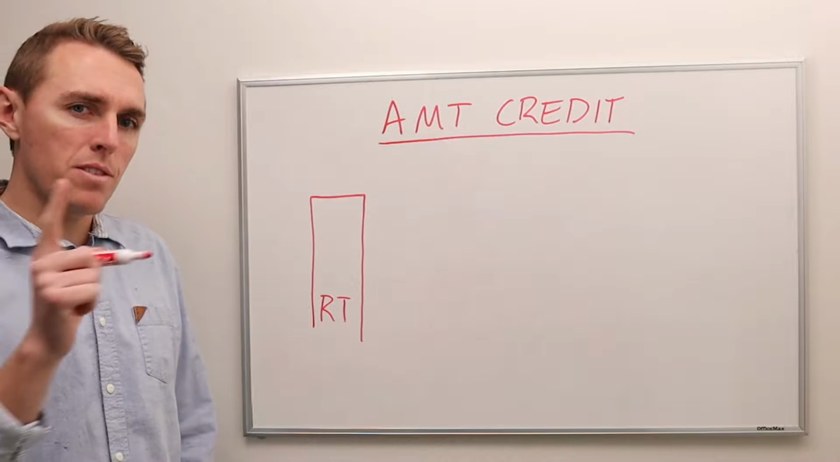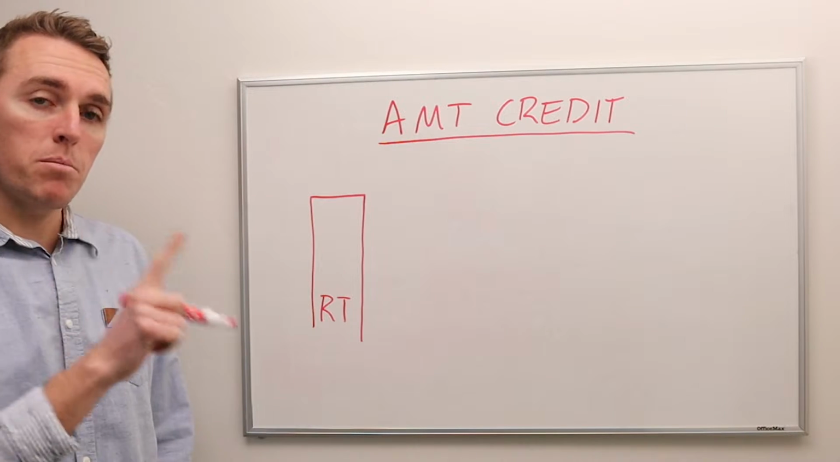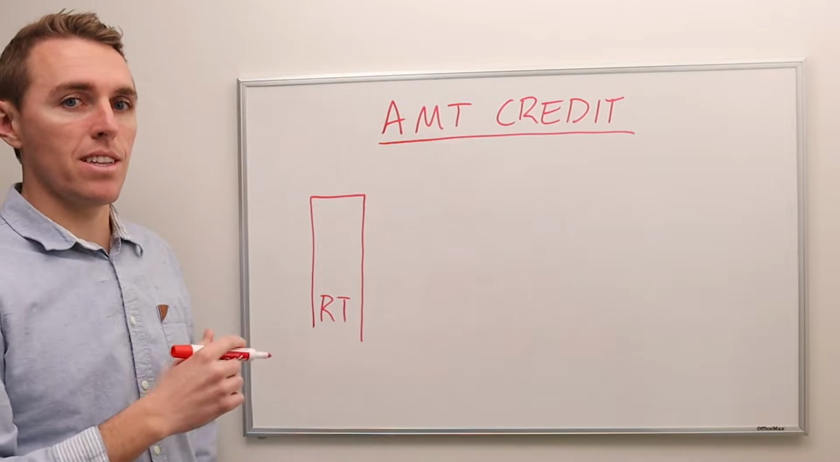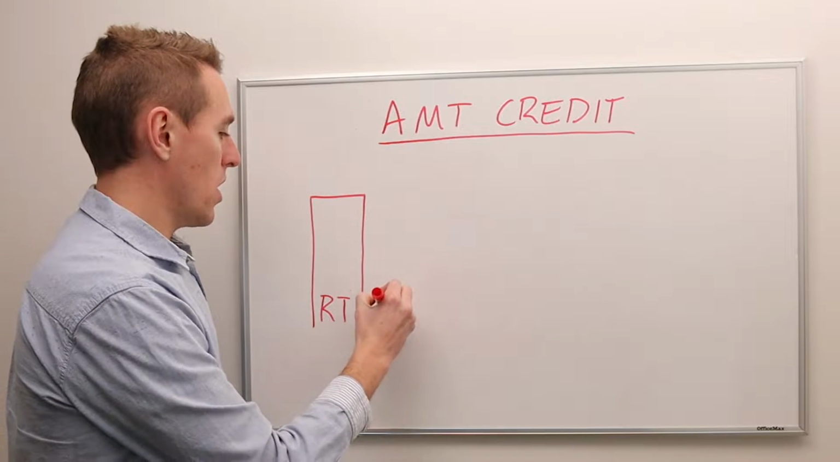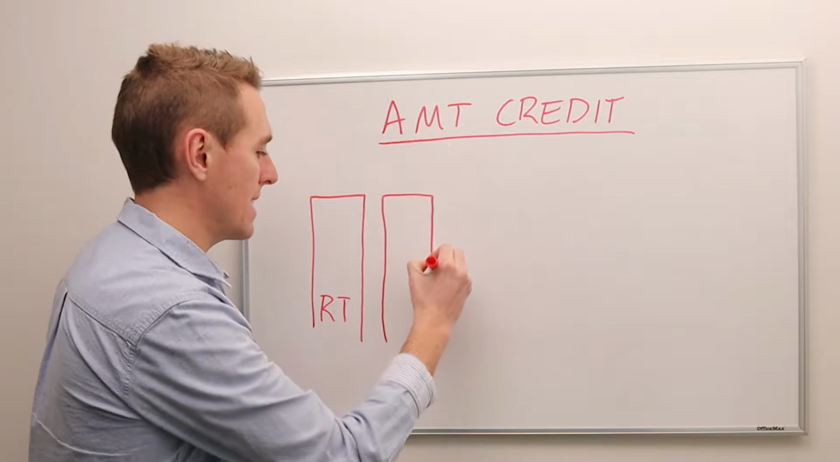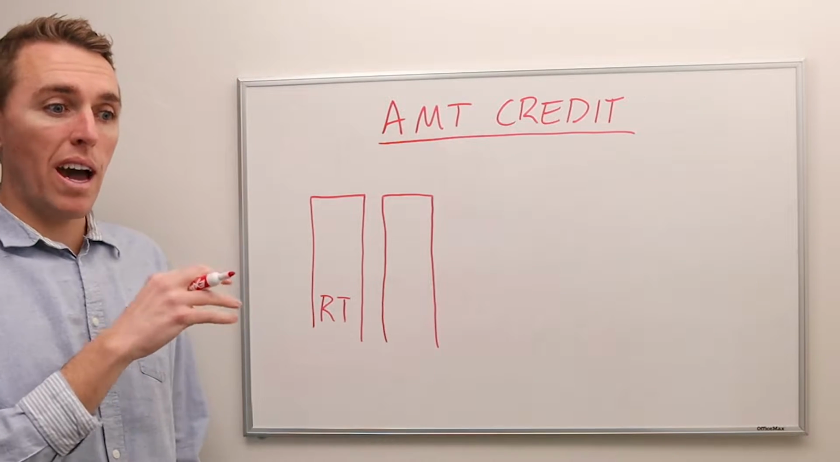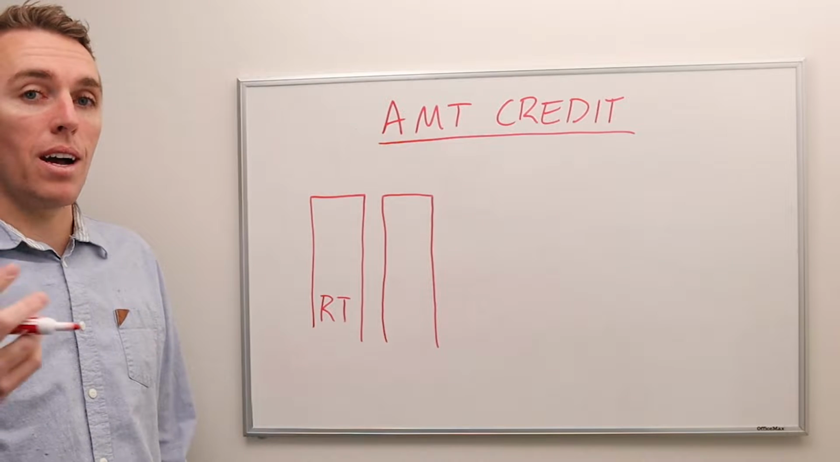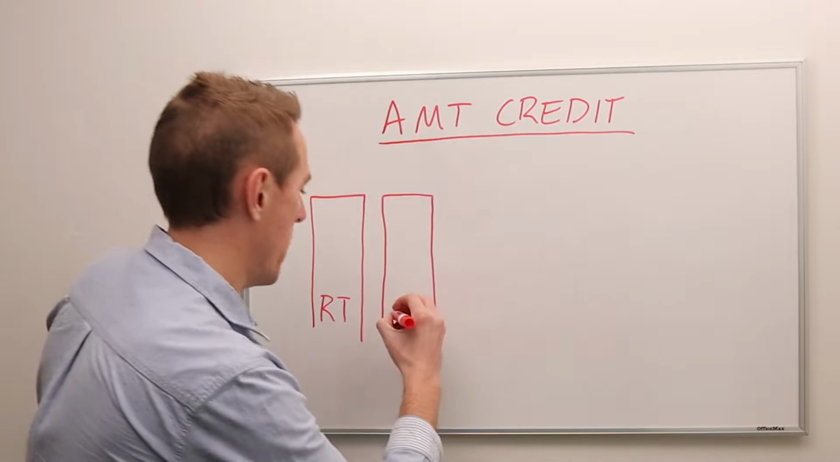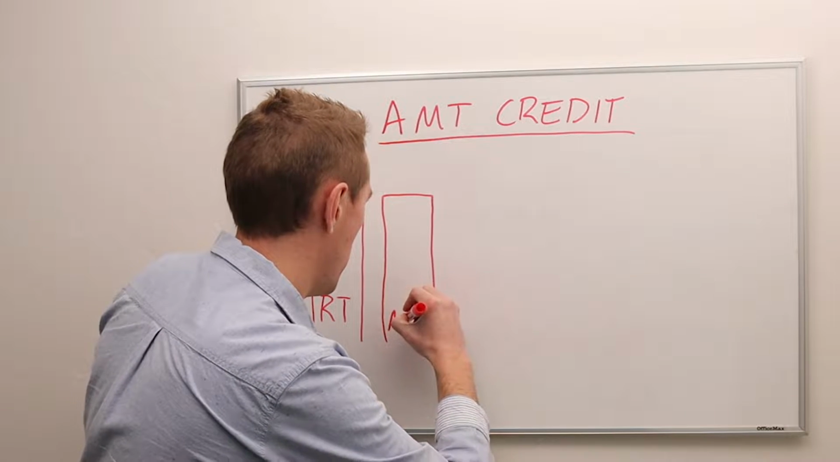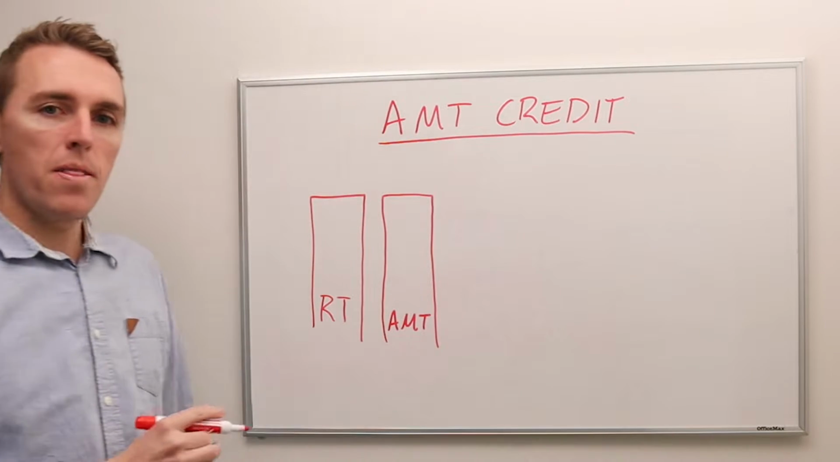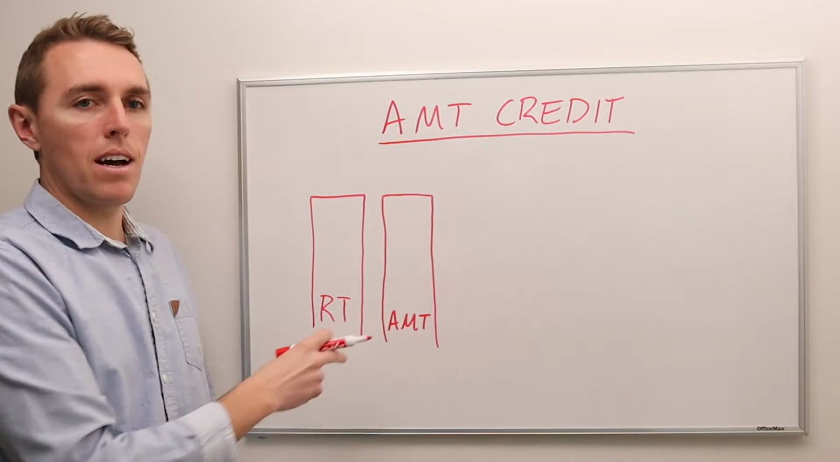So to kind of stop that practice, the government implemented a second calculation. And I'm going to draw another bar here representing that second calculation that every single person is required to calculate, whether you have complexity or wealth or not. Everybody has to calculate this. And this is called AMT. This is the alternative minimum tax calculation.